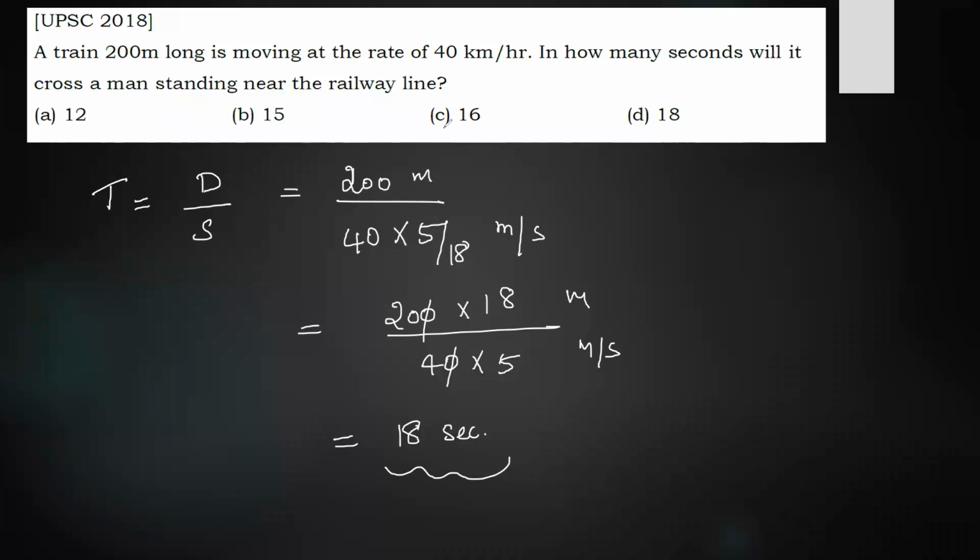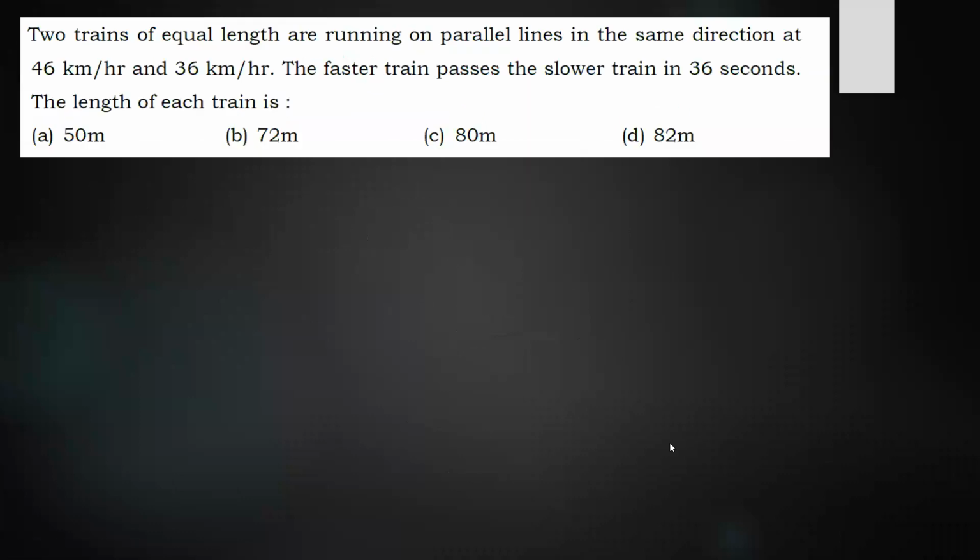Is it clear? If you have a person standing on the platform, or if you want to cross a man coming in the opposite direction, the distance will be 0. You only need to apply the train length or car length. We have only the train length, right? And we're converting meter per second into kilometer per hour. The next one. Give a try, question number 6.